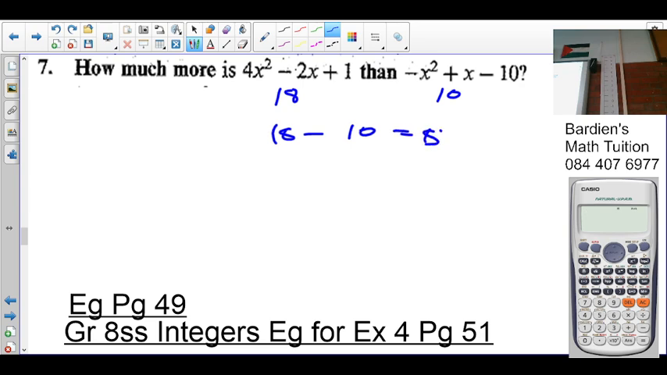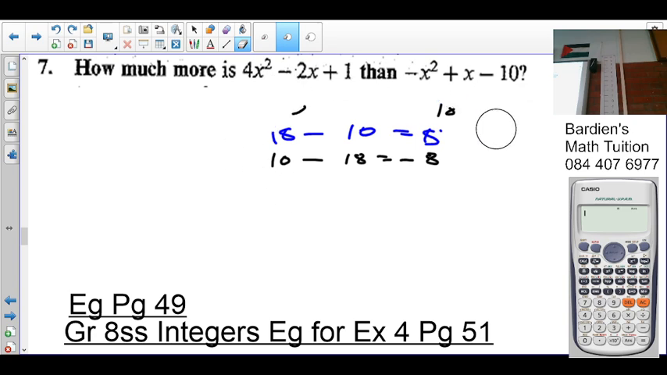Okay. What if I have 10 and 18? How much more is 10 than 18? Still going to be 10 minus 18, which is negative 8. So in other words, you must subtract to get that value. You guys understand?